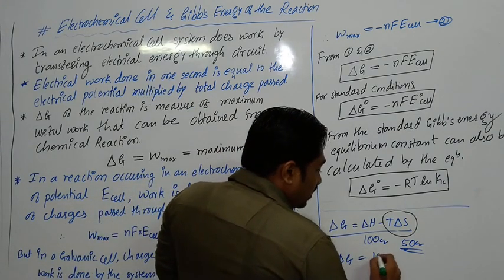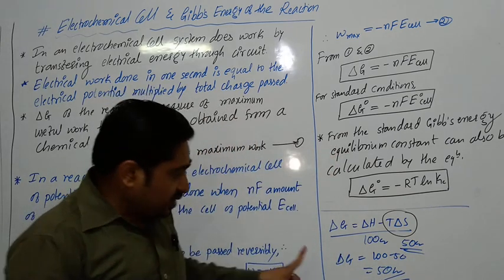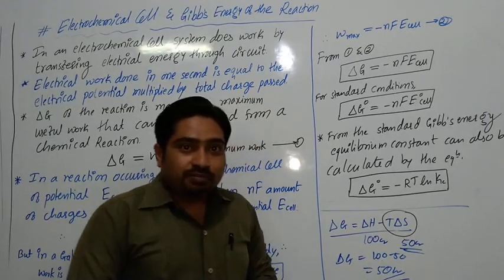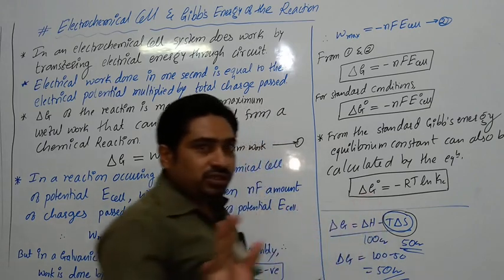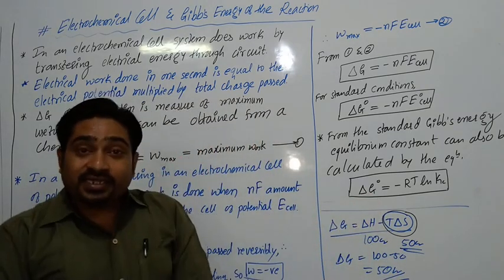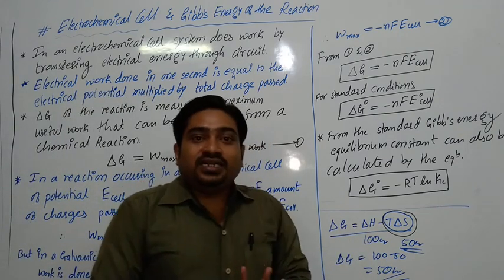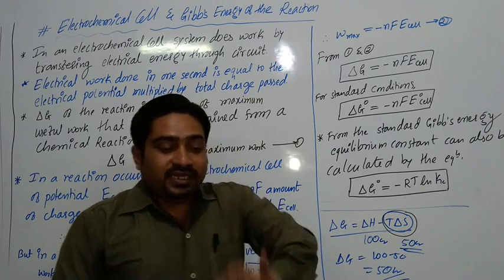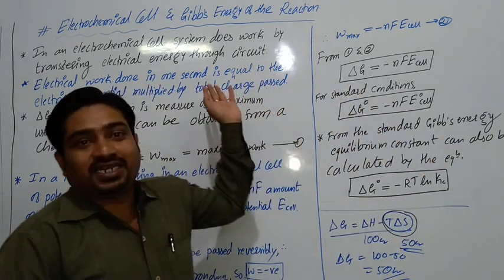Delta G is equal to 100 minus 50, so 50 crore rupees is donated to the government. Delta G is equal to 50. The other amount of energy cannot be given out; it is retained by the system. The remaining amount of energy is called delta G, the Gibbs free energy. That free energy can be converted into other forms like electrical energy.